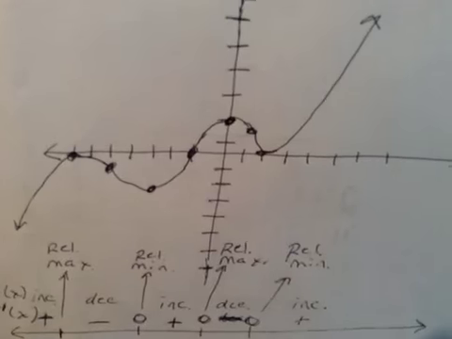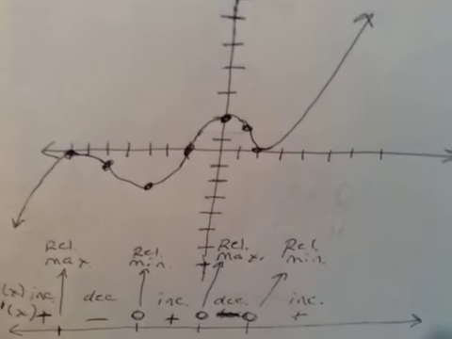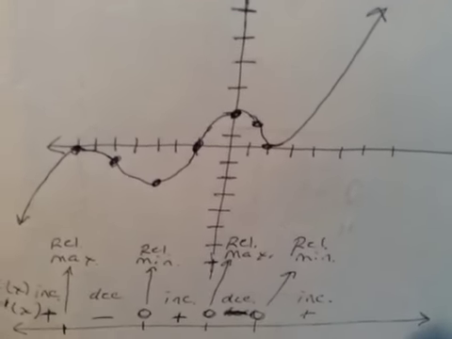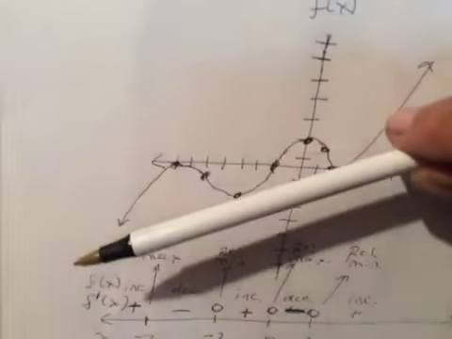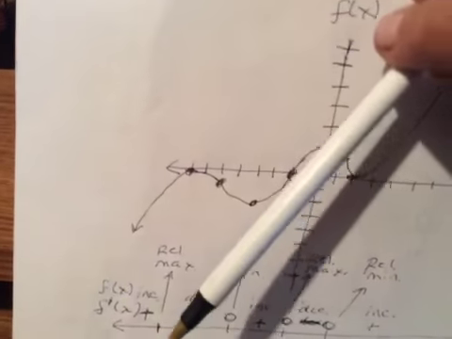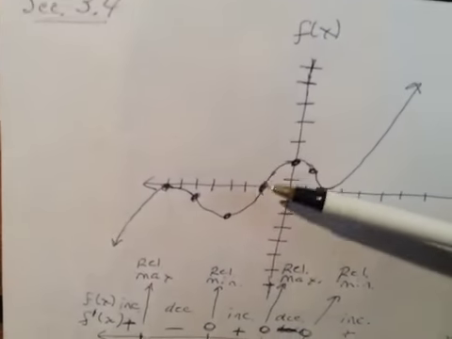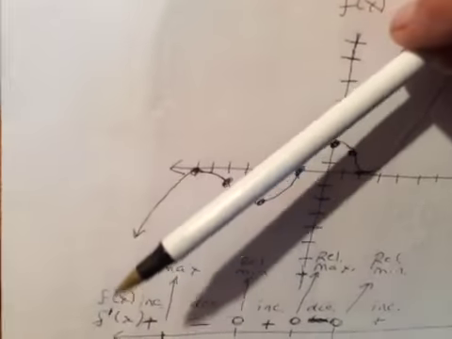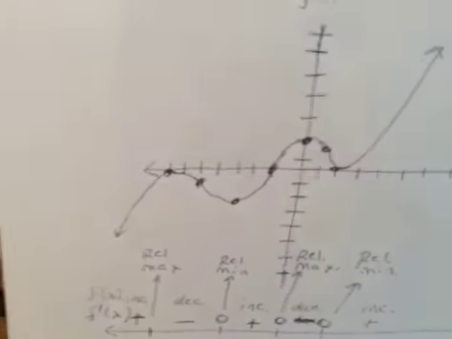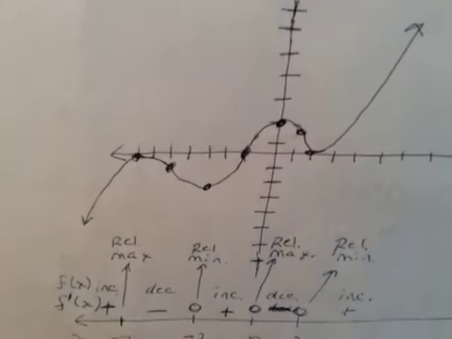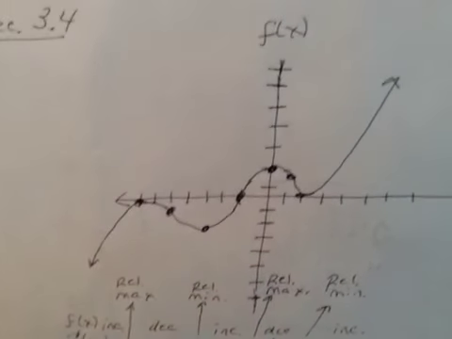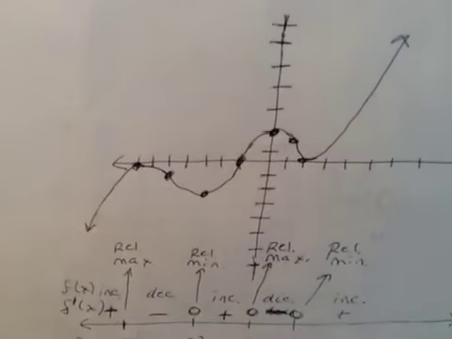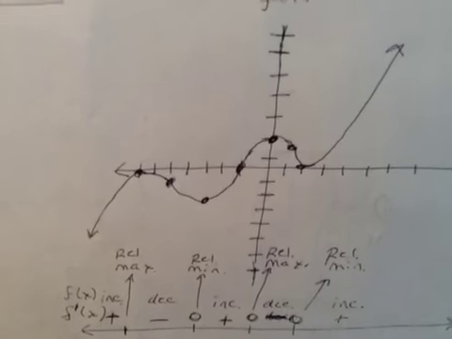Concave up, the actual definition, is that the derivative is increasing. So here, where it's concave up, all these slopes are getting bigger. Concave down, the slopes are getting smaller. Doesn't mean they're positive, nor does it mean they're negative. Concave up, the slopes or derivative is increasing. Concave down, the slope or derivative is decreasing.